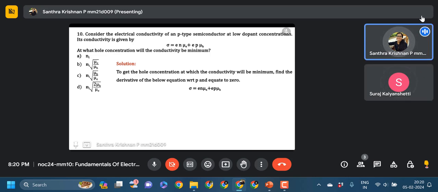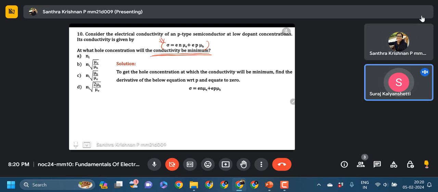We have already seen this equation, right? Sigma is equal to e into n mu E plus p mu H, the one you just used before. Here they are asking what is the hole concentration for conductivity to be minimum. In mathematics, we have studied that whenever you take a derivative and equate it to zero, you get a local minima. So we will differentiate this equation. That is what we do.